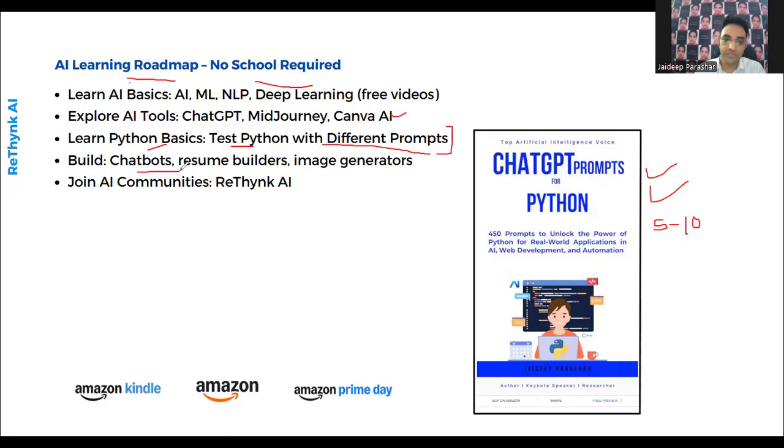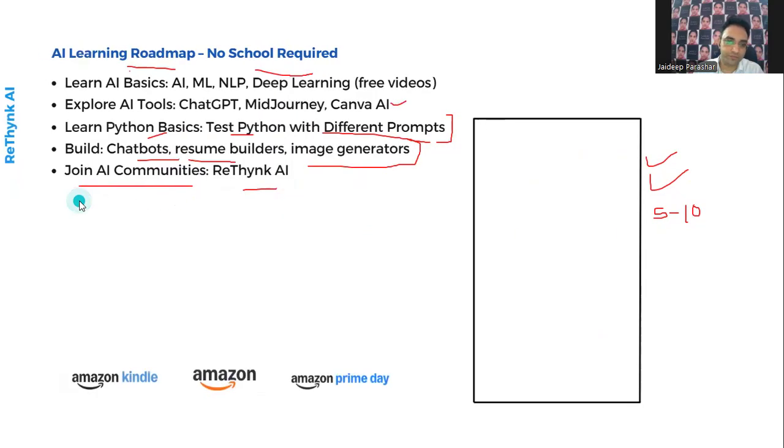Next, build something with artificial intelligence. Just don't be a passive user of artificial intelligence. Build some chatbots or resume builders or image generators. Instead of just getting the theoretical knowledge, just try something. Then, most importantly, join an AI community like ReThynk AI, because here you continuously get good responses.